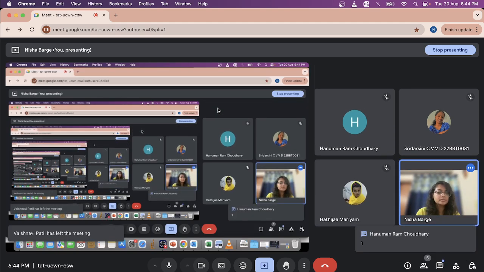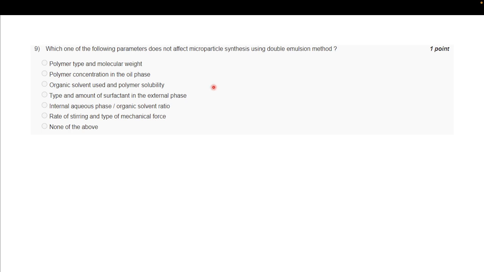Okay, Hanuman is trying to say option 1, which is polymer type and molecular weight. Okay, thanks for answering. We have one answer. Anybody else wants to try? Okay, no, I'll discuss the answer.